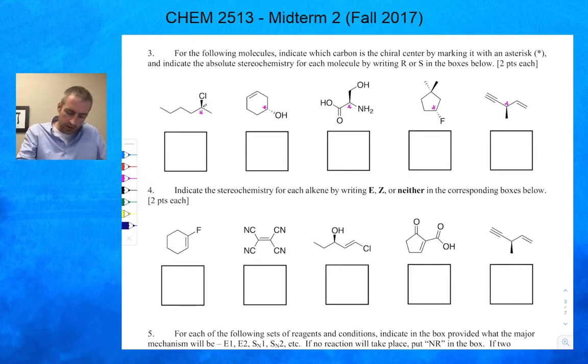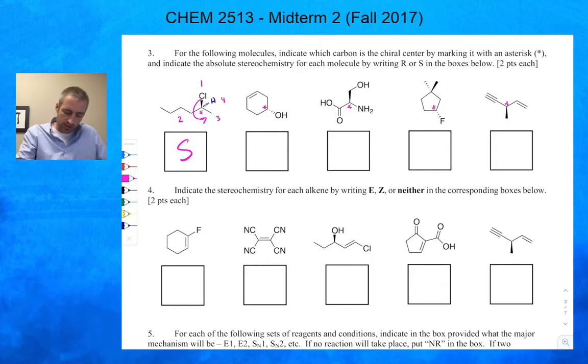So the first one, we can put our hydrogen in back, and ranking priorities, chloride gets 1, the longer alkyl chain gets 2, the methyl gets 3, and the hydrogen 4. You put the low priority group in back, which is already the case. Start from high priority down to low priority, goes around this way. This would be S.